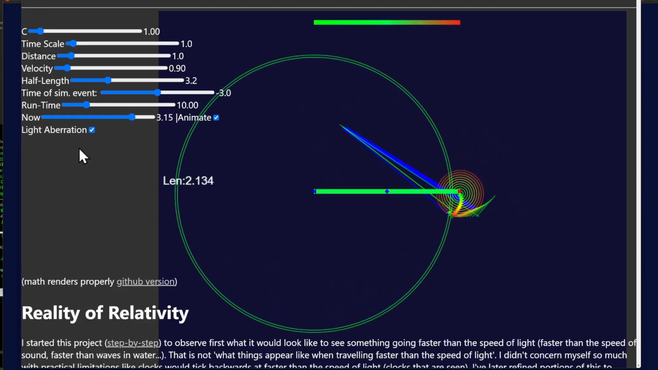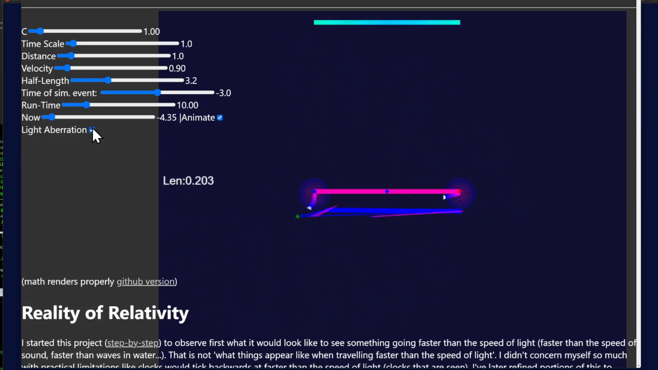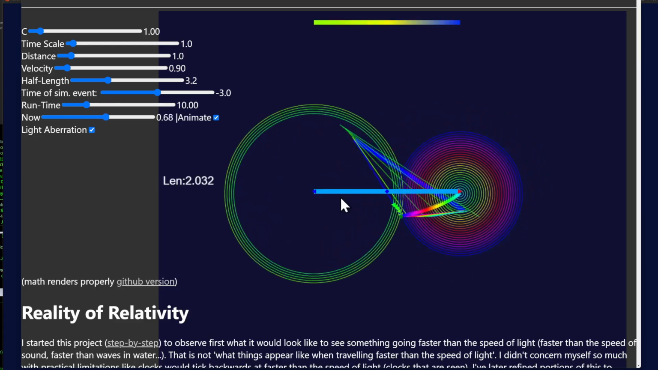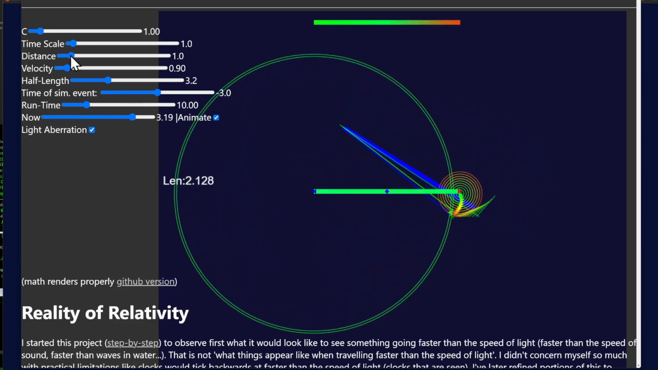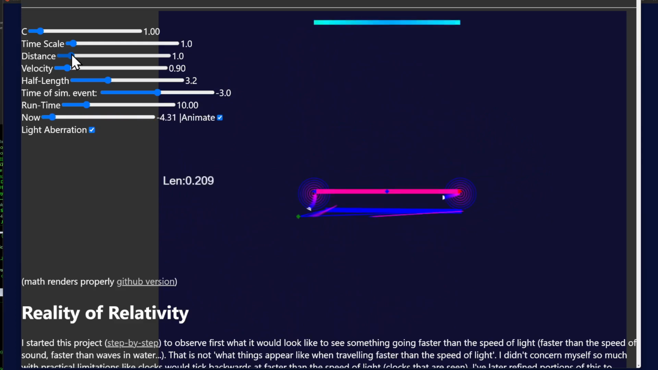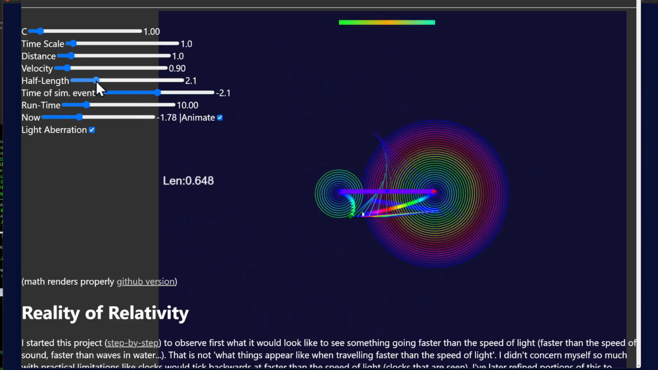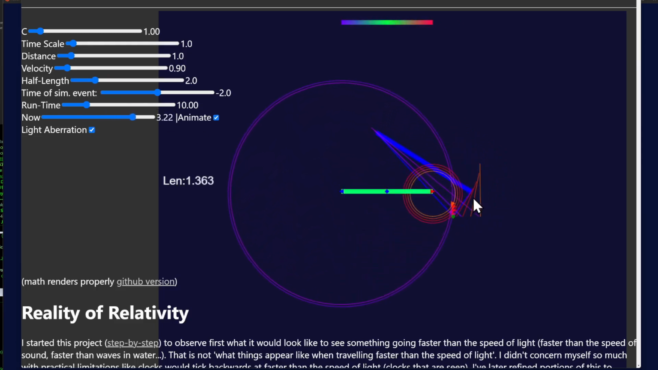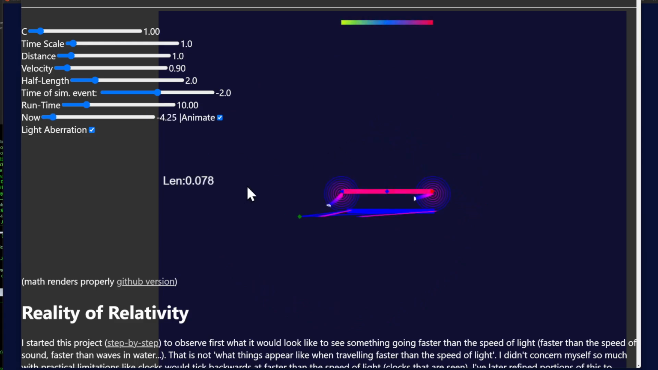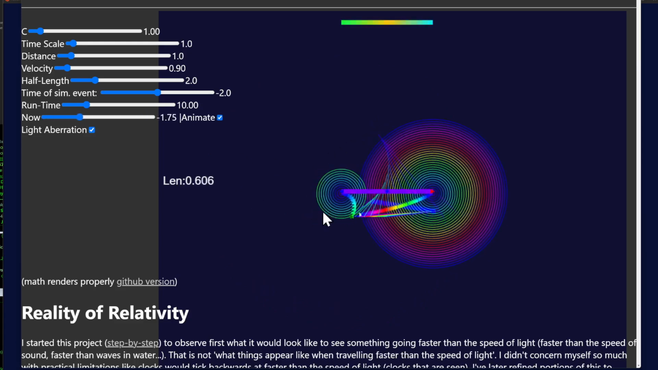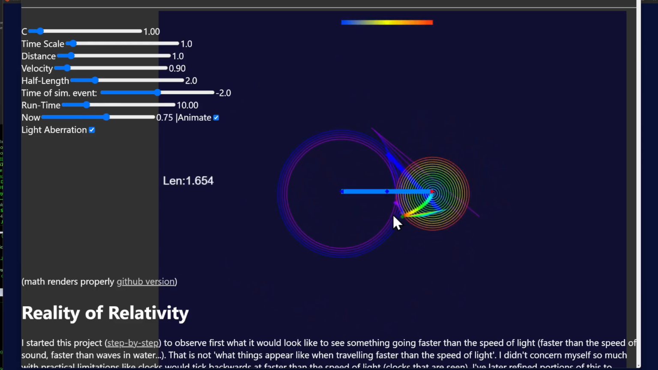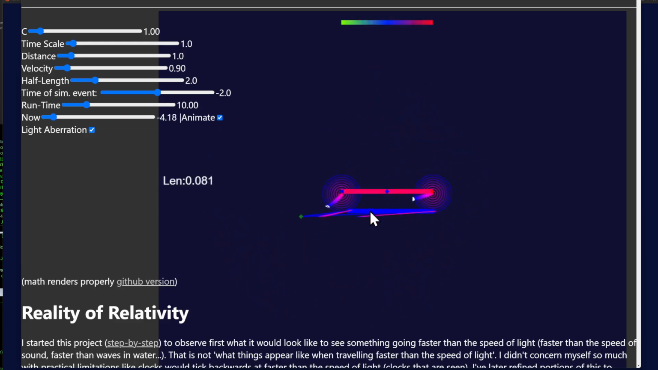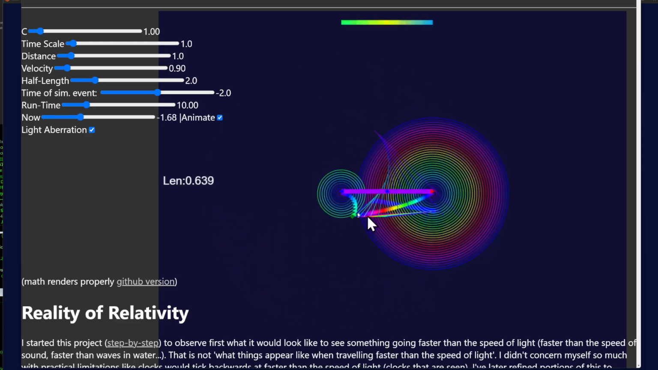This is a slightly different version. I was figuring in the light aberration too, because this is a fast-moving observer that's passing past the stationary body. I can kind of shrink that some. So what the ship is seeing is actually directed forward from where it actually sees it because of the light aberration.